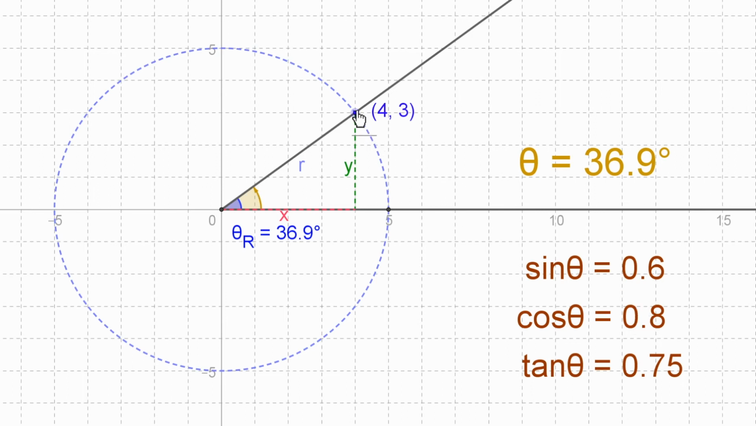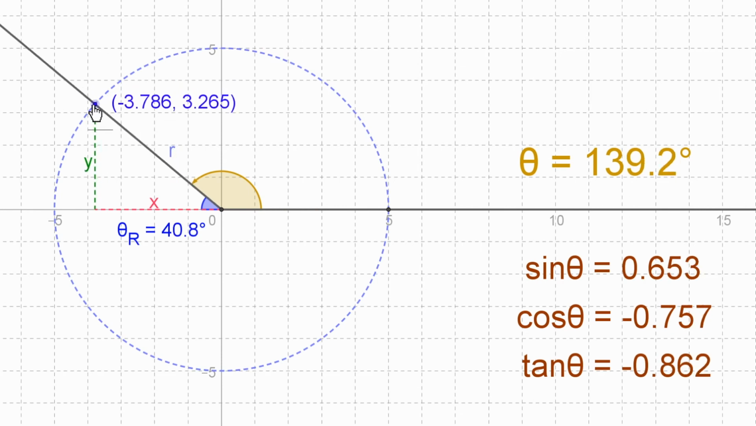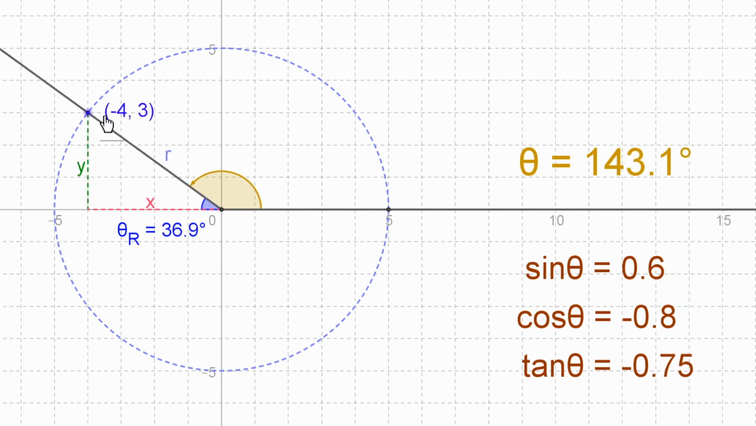Now, if we flip this over into quadrant 2, to that point where you have the same reference angle, but theta itself is now, of course, bigger than 90, 143. If you divide all of those things, two of them are negative, as we just saw, but the number part, the absolute value of all of those ratios, is the same.